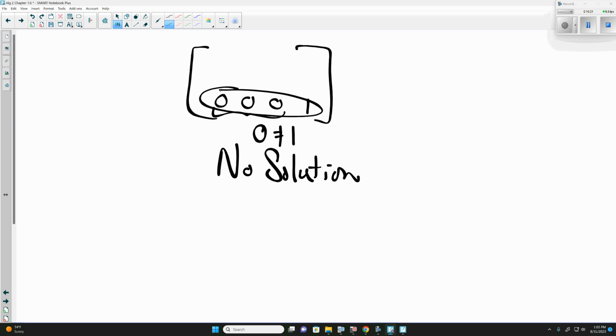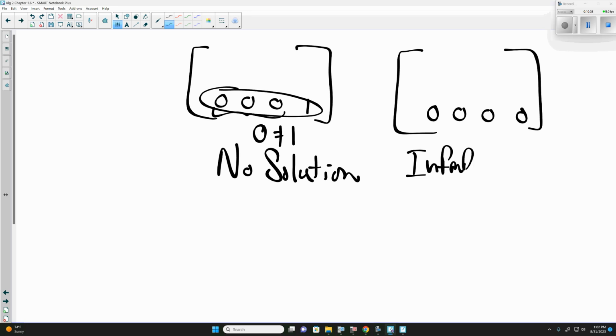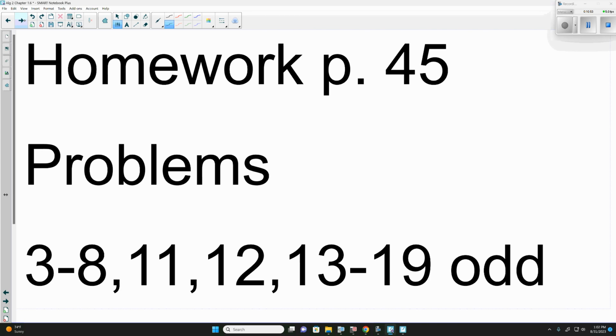Now, if we ended up getting a matrix that has all zeros on the bottom row, a 2 by 3 would have 3 of them, or a 3 by 4 has 4 zeros at the bottom. It's an infinitely many solutions. We kind of see the difference between those two. Okay. But other than that, you have the rest of the class time to work on the assignment.